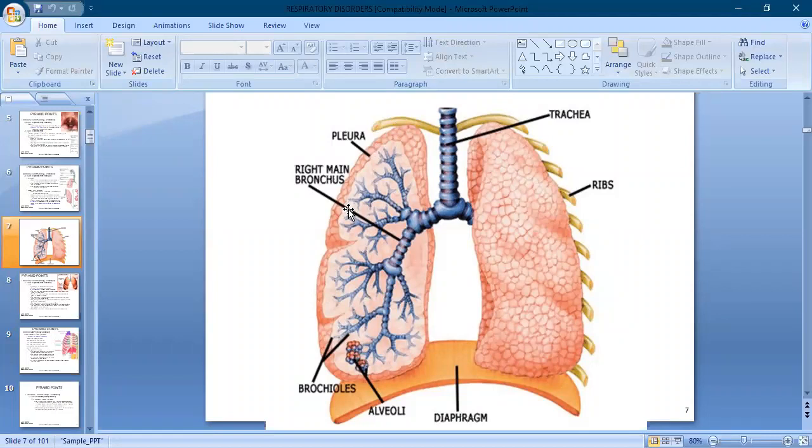The lung's outer layer is called pleura. Sometimes fluid accumulates in between the lung and the central cavity. It is called pleural effusion. When you put the stethoscope on or when you do percussion, we will understand whether it is normal or abnormal.